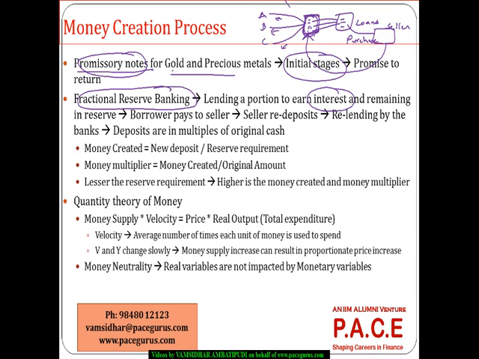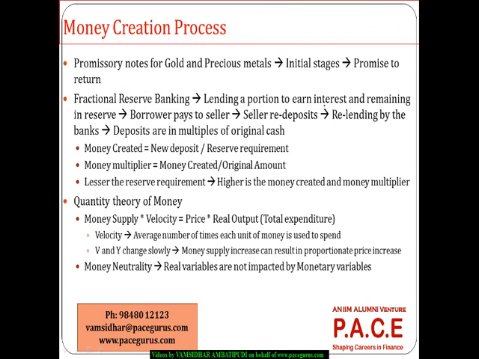So it is a redepositing. And again, for whatever amount got redeposited, the bank can again do the relending process. Which means there is a cyclic effect going on, and whatever the initial amount of money that was there, using that much money, the bank is able to create deposits which are in multiples of the original cash.